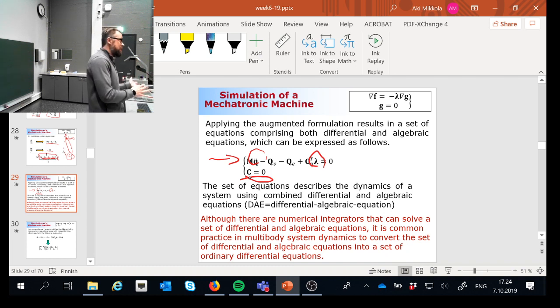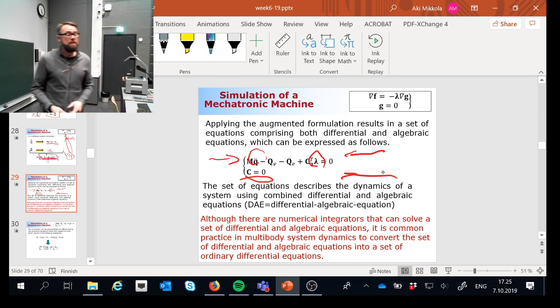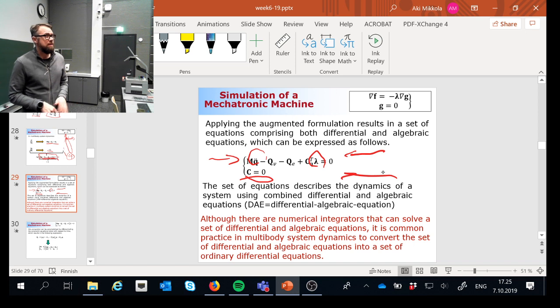Now I have an equal number of equations to unknowns. Maybe that's the better way to say it. Now, that's it. That's the end of the story. Almost. One more tiny step to take, because this is a set that is called differential algebraic equations. And there are integrators that can deal with this kind of system.